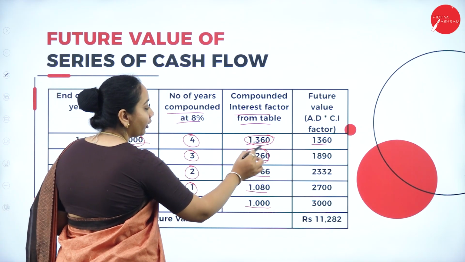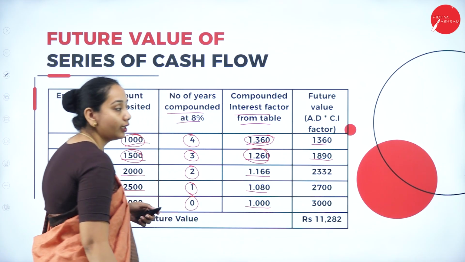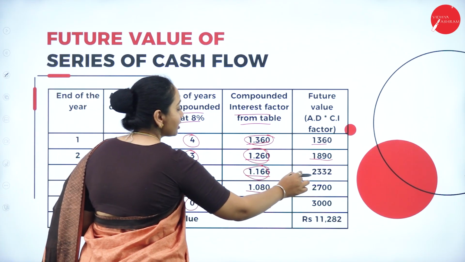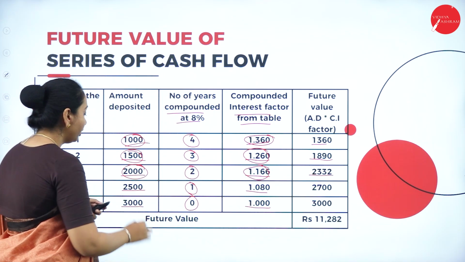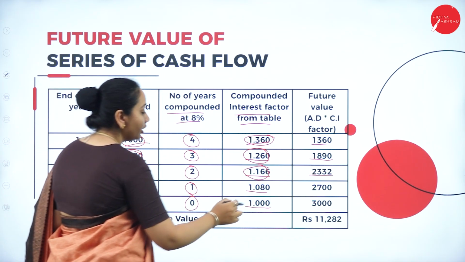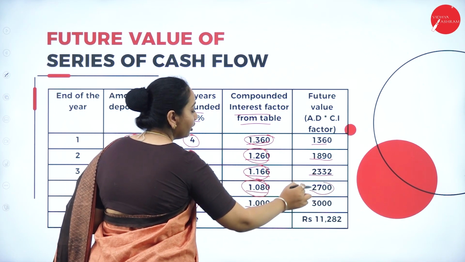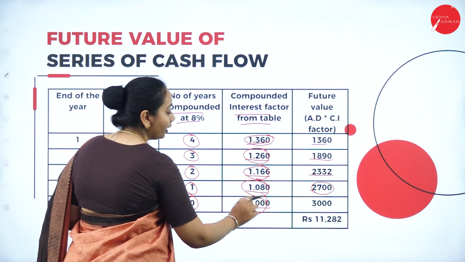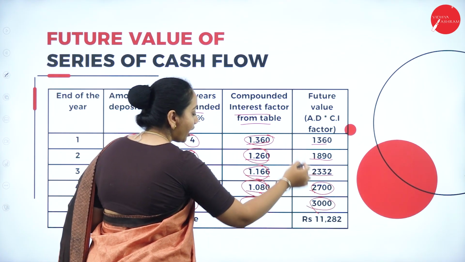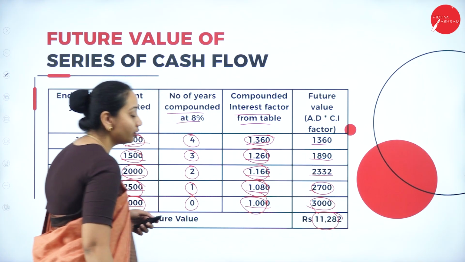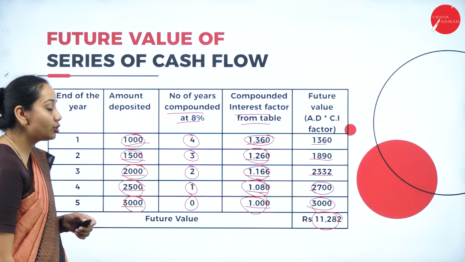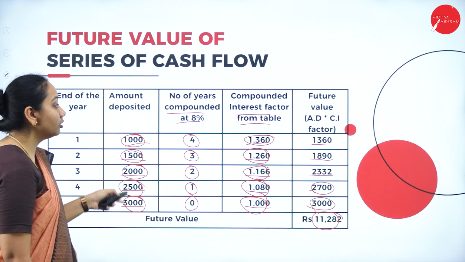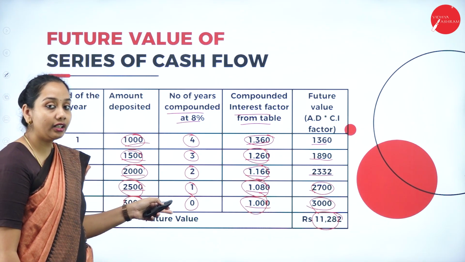1,500 into 1.260 will get 1,890. 2,000 into 1.166 will get 2,332. 2,500 into 1.080 will get 2,700. 3,000 into 1 will get 3,000. So if we add all this, 11,282 is the future value that we are going to get after the 5th year. So this is one way of calculating the problem.